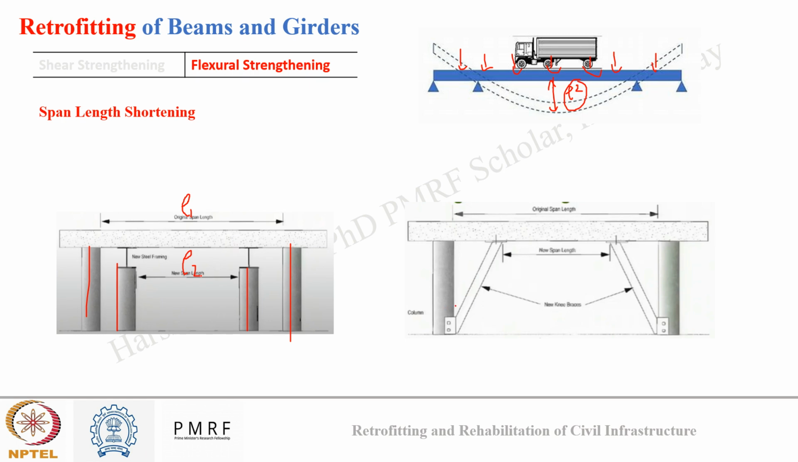Okay. Or what can be done? Some knee braces can be provided from the base at some angle to the beam, and this will decrease the span length. So this is my new span length, and this was my old span length. Okay, so this will be my critical area where the bending will occur, rather than here where initially it was this. Okay. I hope everyone is clear with the different ways of beam strengthening in shear and flexure. Any doubt in this part?